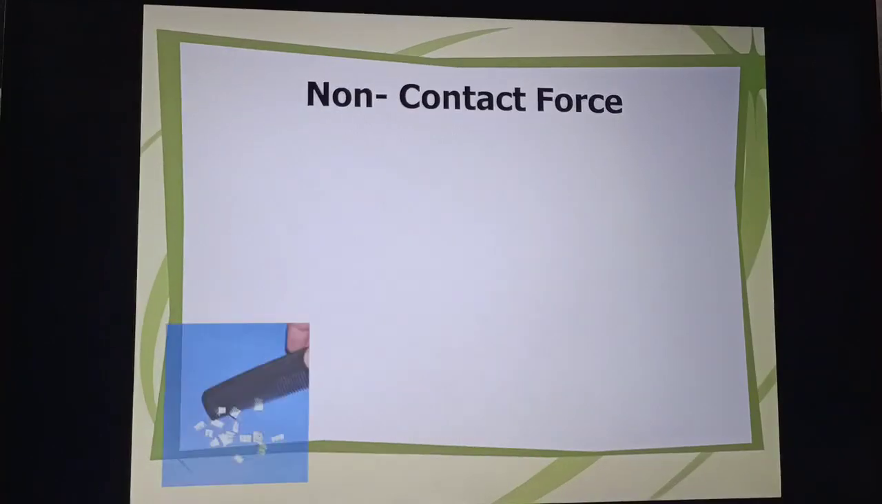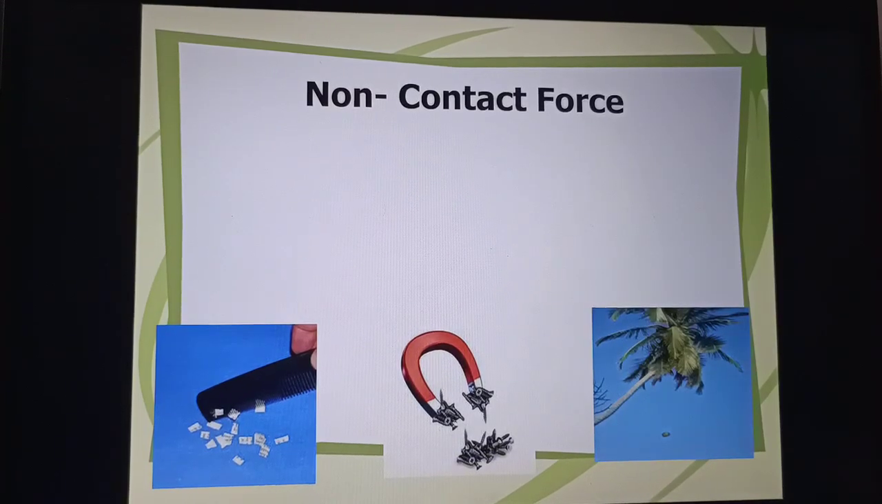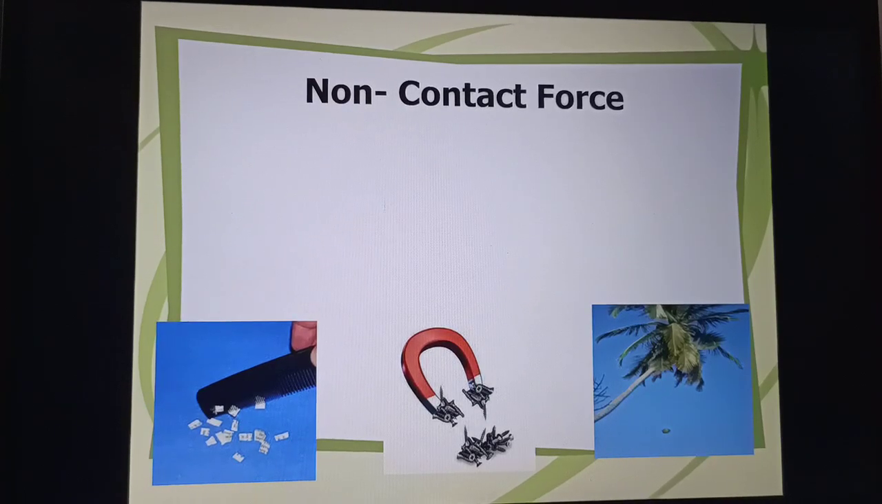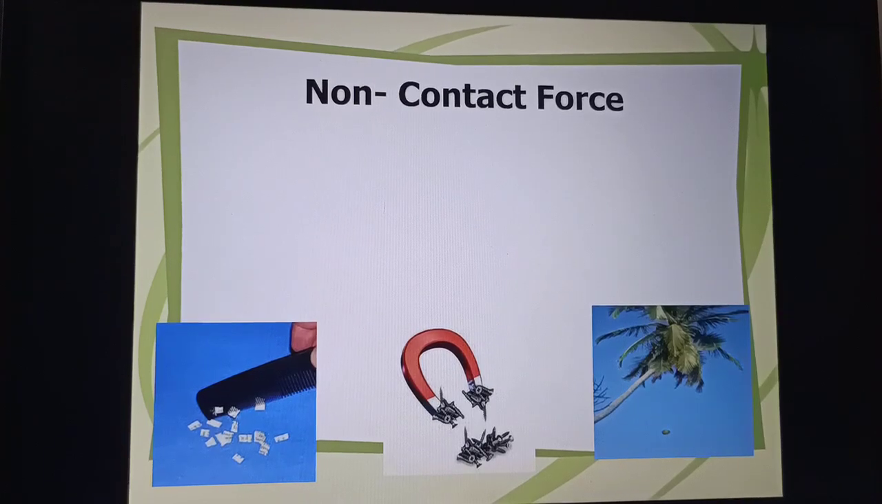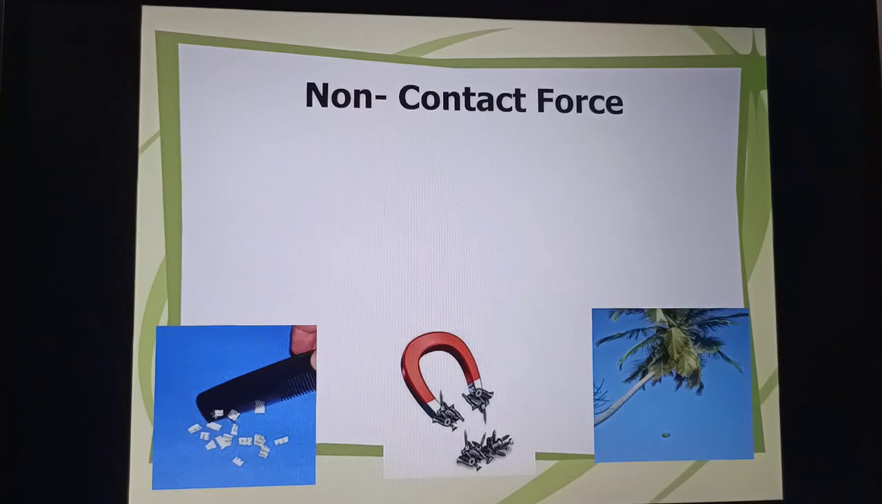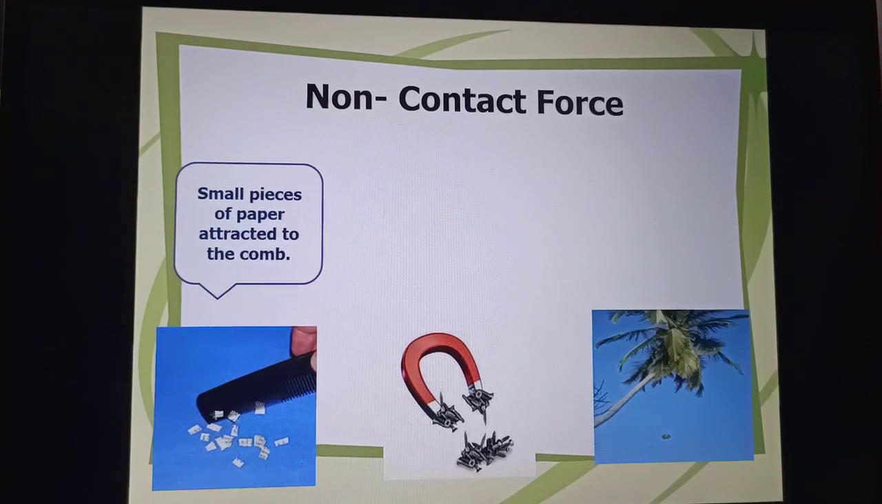Next, examples of non-contact force. In the first picture, when a comb is rubbed against hair, small pieces of paper kept on a table get attracted to the comb. How does it happen? Because the comb has an electrostatic charge and the piece of paper has an induced opposite charge. That's why the small pieces of paper stick to the comb.